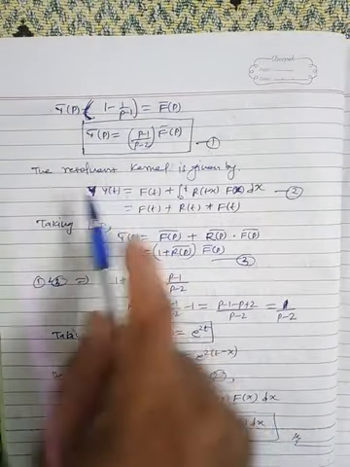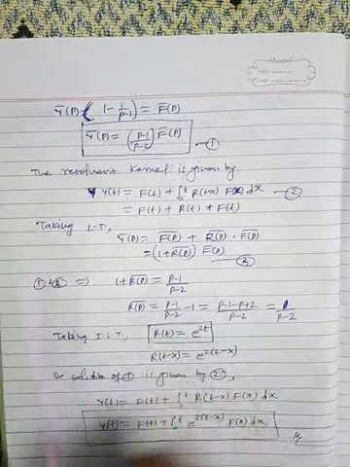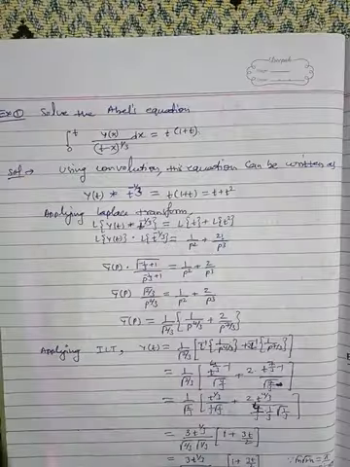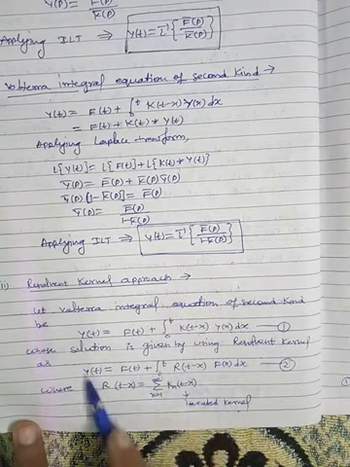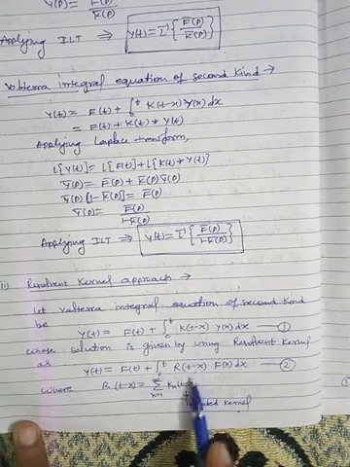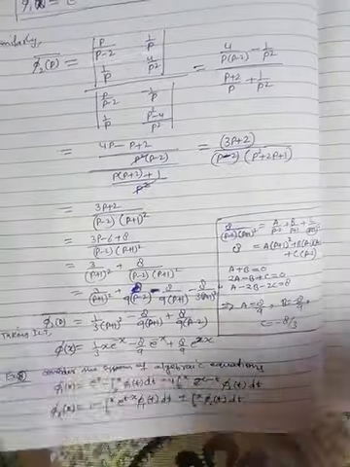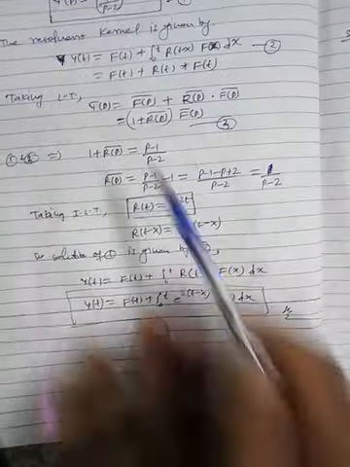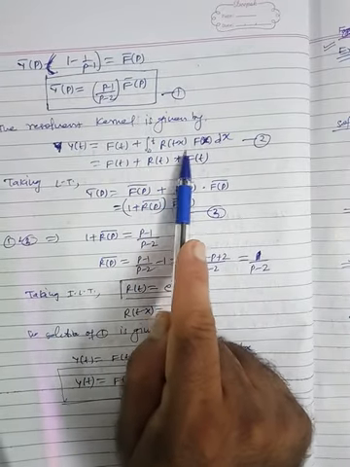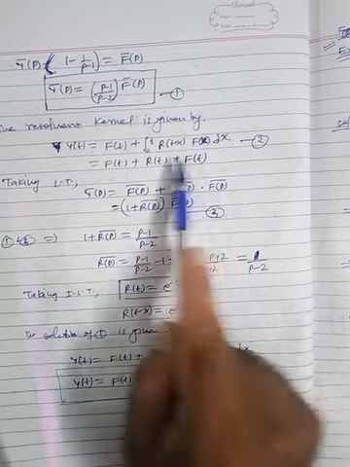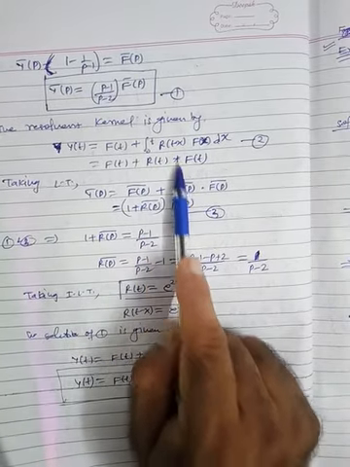Okay, now we know that the resolvent kernel is given by this. We have already discussed this in the previous class. If you remember, this is the resolvent kernel approach. y(t) is equal to f(t) plus this, which is the resolvent kernel of this type of equation. So here we will use this concept. y(t) is equal to f(t) plus the integral from 0 to t of R(t minus x) f(x) dx. Now with the help of convolution, this can be written as f(t) plus R(t) convolution f(t).